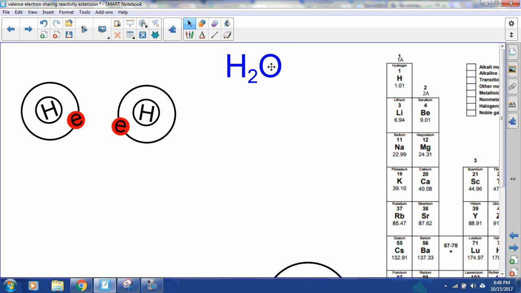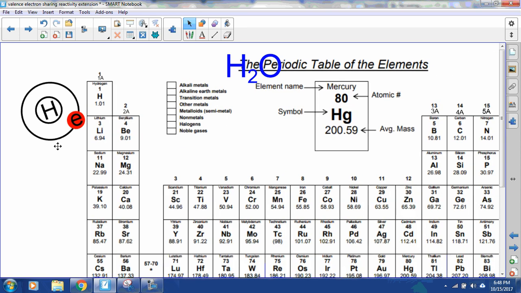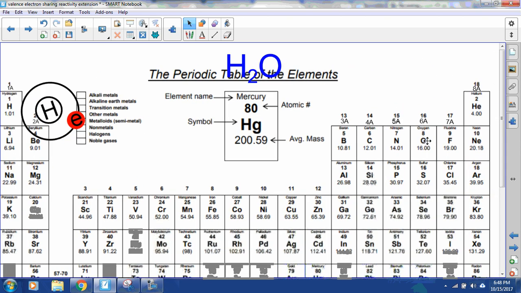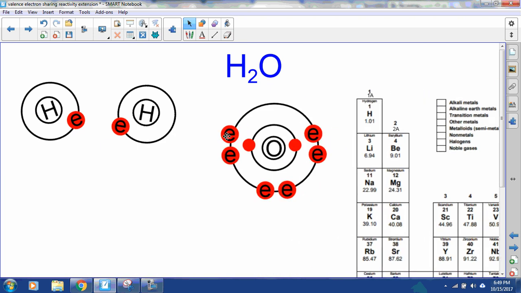Now oxygen, I see one O. There's no number behind it, so it means there's one. Here's my oxygen atom. Now oxygen on the periodic table is over here. Its atomic number is 8. That means it has 8 protons. And since this represents a neutral atom of oxygen, it should have 8 electrons. 1, 2, 3, 4, 5, 6, 7, 8.